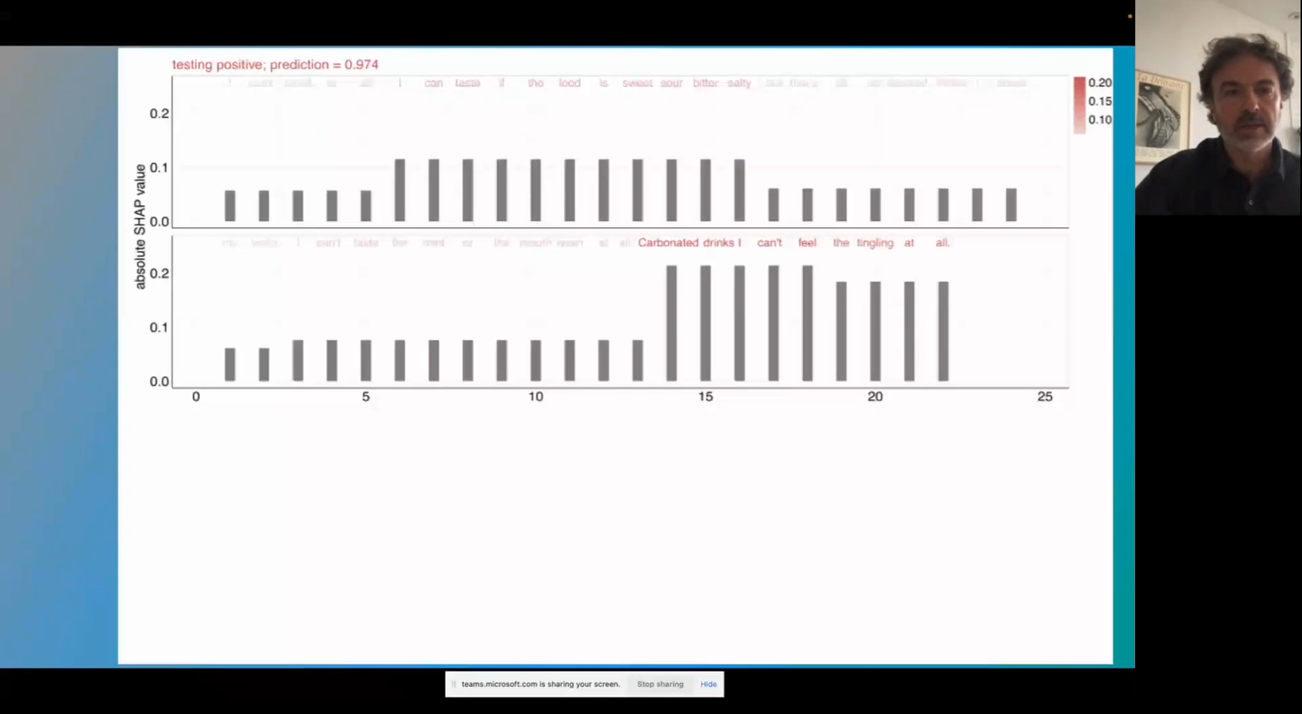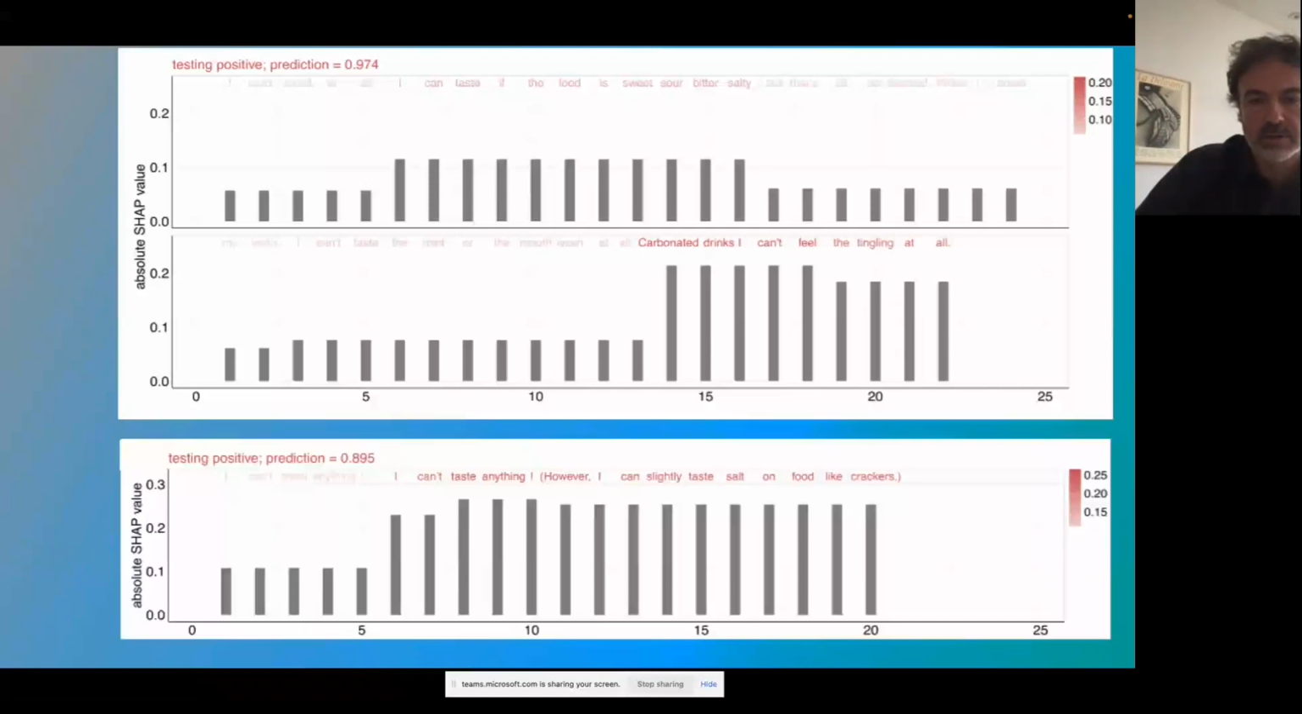So now what's cool about this model is that we can really take a sentence from, this is a patient that was predicted as having COVID in a very clear way. And so he says, I can't smell at all. I can't taste if the food is sweet, sour, bitter, salty, but that's all, no flavor when I brush my teeth. I can't taste the mint or the mouthwash at all. Carbonated drinks, can't feel the tingling at all. And you can see, with the bars, how important each of these words was for being sure that the person has COVID. In this case, what was interesting was carbonated drinks, that basically is chemesthesis, right? And all this part of the sentence on the top where you say, I can't taste the food, but sweet, sour, bitter, and salty, these are some of the terms that seem important in this context, right?